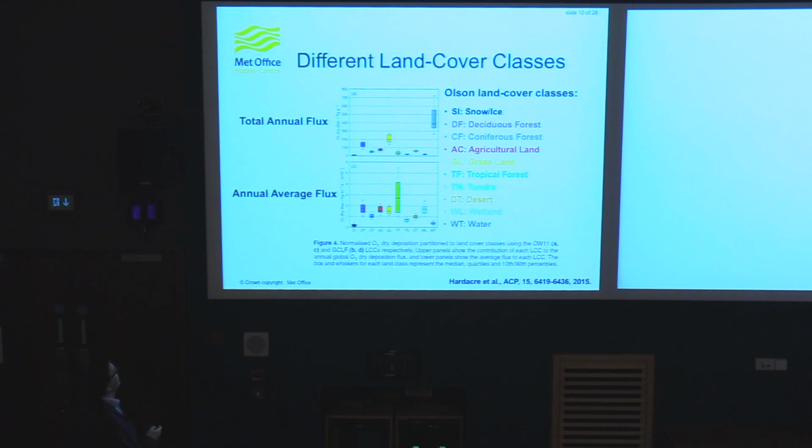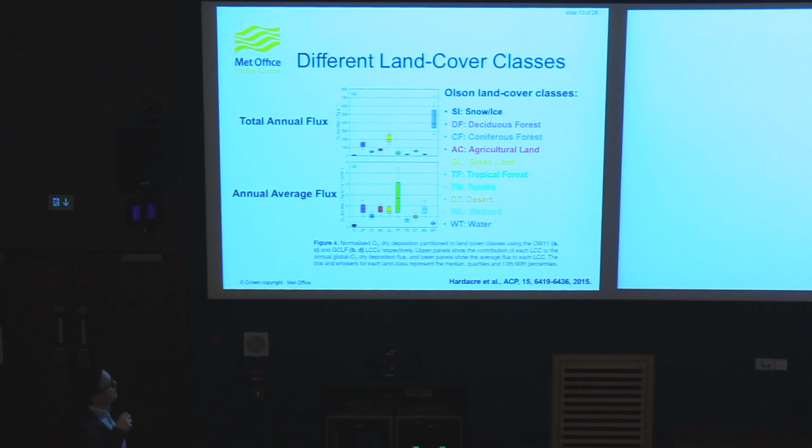So what she did is she analyzed the total annual ozone flux and the annual average ozone flux with respect to a number of surface types. So these surface types include, in black, snow and ice. Then there's deciduous forest, coniferous forest, agricultural land, grassland, tropical forest, and so on and so forth. And the interesting bit is, let's start with the bottom plot first.